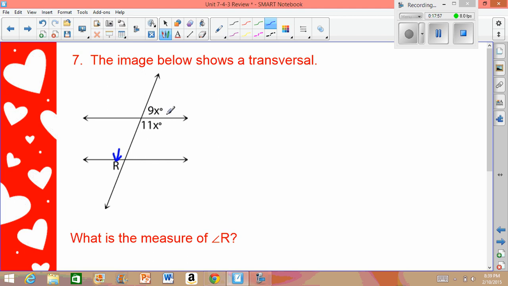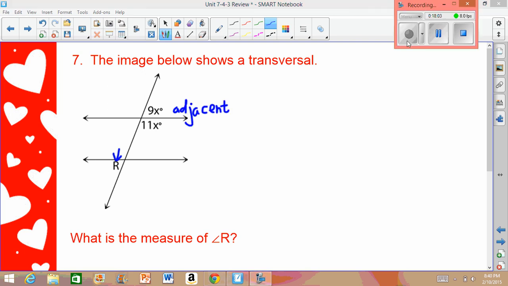So 9x and 11x, those two angles are next to each other. They are adjacent. So remember, adjacent angles are their neighbors. They have a fence in between. Okay? So if we look at angle R, it's down here. These two lines are parallel. That means that these angles right here are going to have the same measurement as these. So if this angle is 9x, this one has the same measurement right here. It also is 9x. Okay? That means also that this one would be 9x and R is 9x.